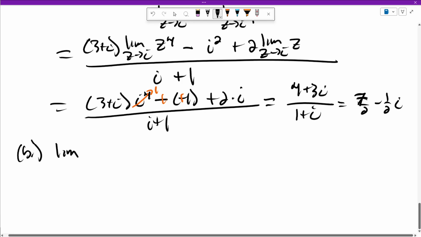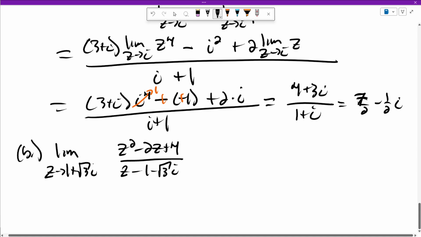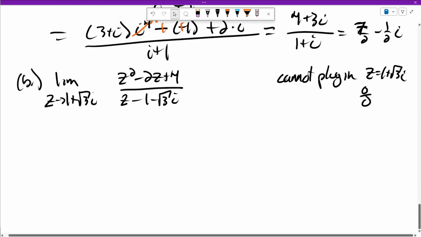For the next guy, we're going to look at the limit as z goes to 1 plus root 3 i of (z squared minus 2z plus 4) over (z minus 1 minus root 3 i). And we notice here that we cannot plug in z equals 1 plus root 3 i because the denominator is 0, but also you can find that they're both 0. In particular, it's an indeterminate form, and whenever you have an indeterminate form, you then want to see if you can cancel some factor that's showing up.